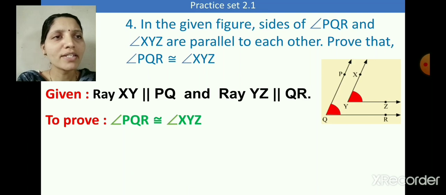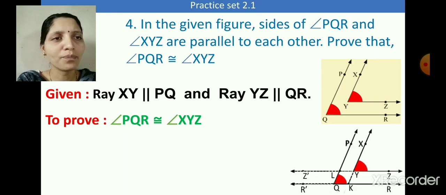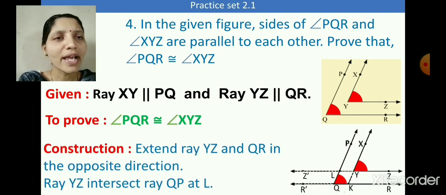Now let's start with the proof. For that, first we have to do some construction here. What construction will you do? Extend ray YZ and ray QR in the opposite directions. Ray YZ intersects ray QP at point L. So you have to observe this figure and this construction properly, and accordingly you will solve this sum.